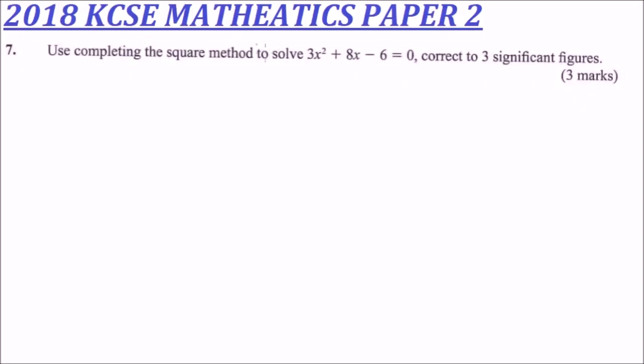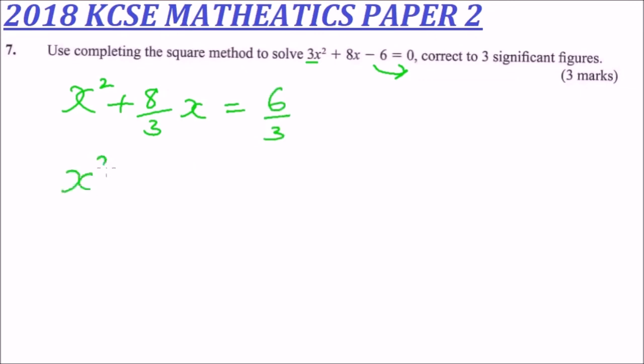So in this question, you are required to solve the equation 3x squared plus 8x minus 6 equals 0, correct to 3 significant figures. In this equation, you need to make the coefficient of x squared to be 1. So we divide through by 3, and we take minus 6 to the other side, becomes 6. So you have x squared plus 8 divided by 3x equals 6 divided by 3. When you work this out, you get x squared plus 8 over 3x equals 2.